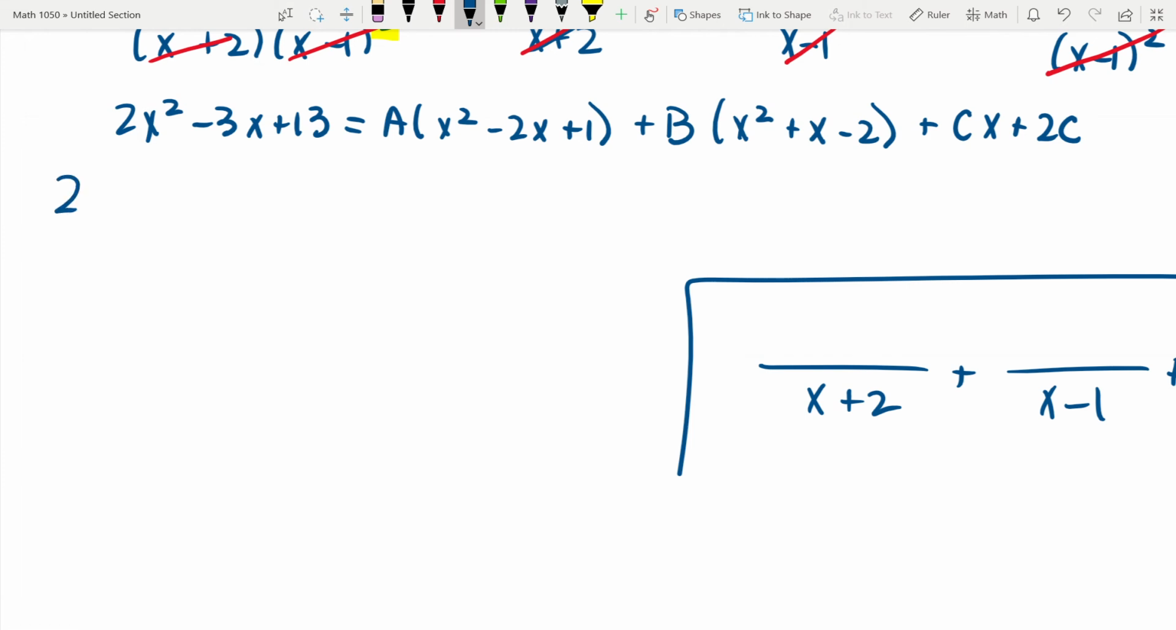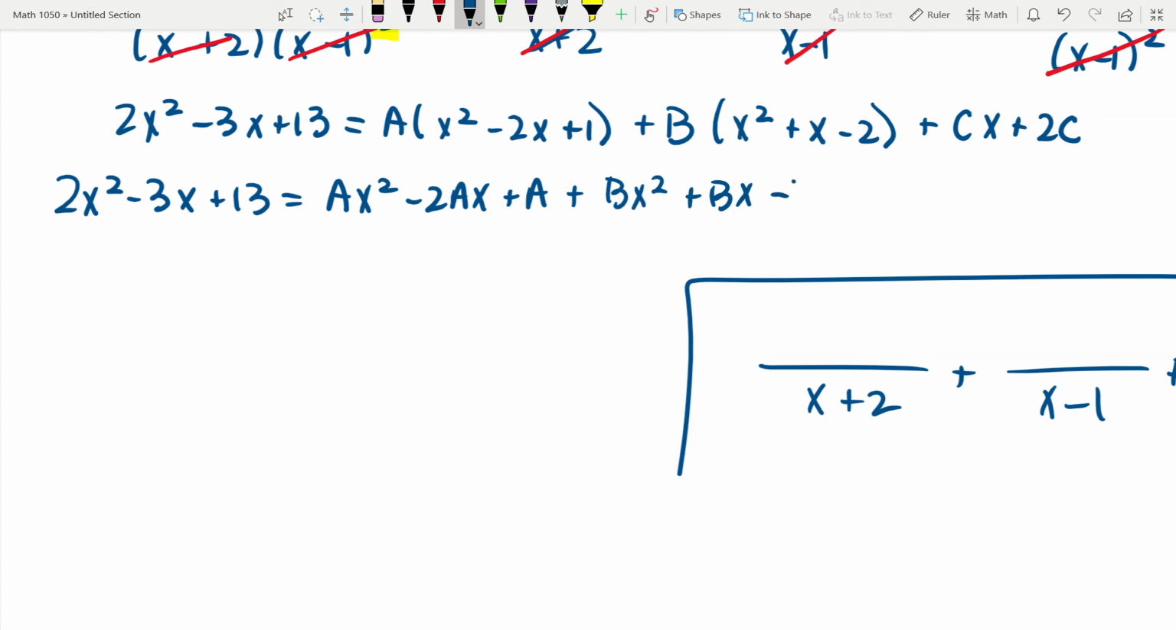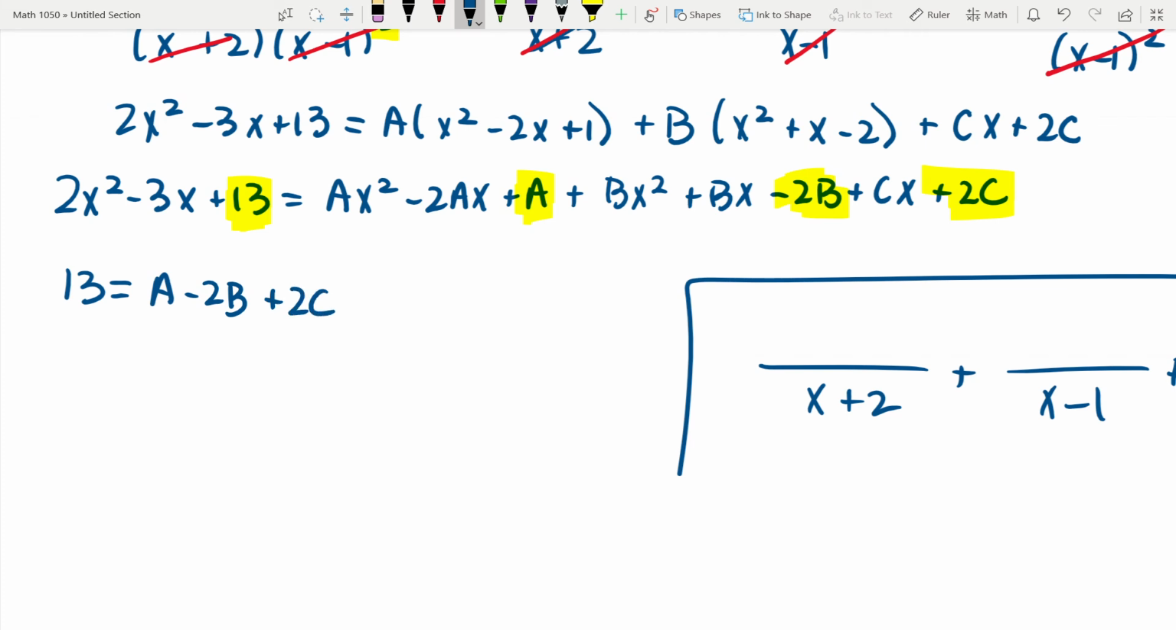Okay, so we have 2x² − 3x + 13 = ax² − 2ax + a + bx² + bx − 2b + cx + 2c. Constants. That means anything that doesn't have an x. No x, no x, no x, no x. So I'm going to write those down. 13 = a − 2b + 2c.